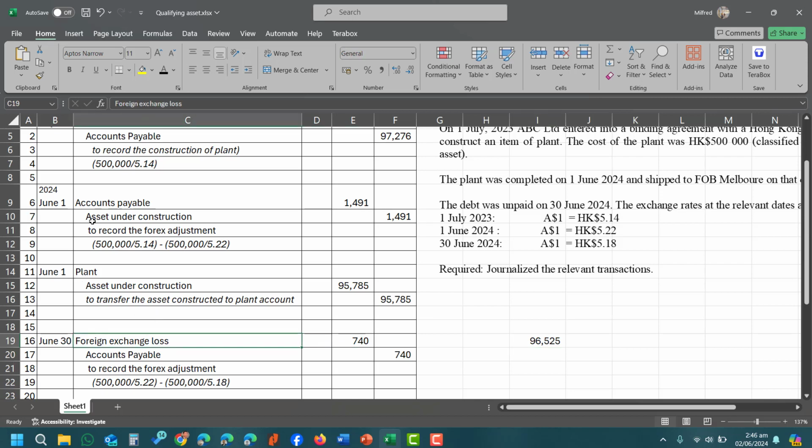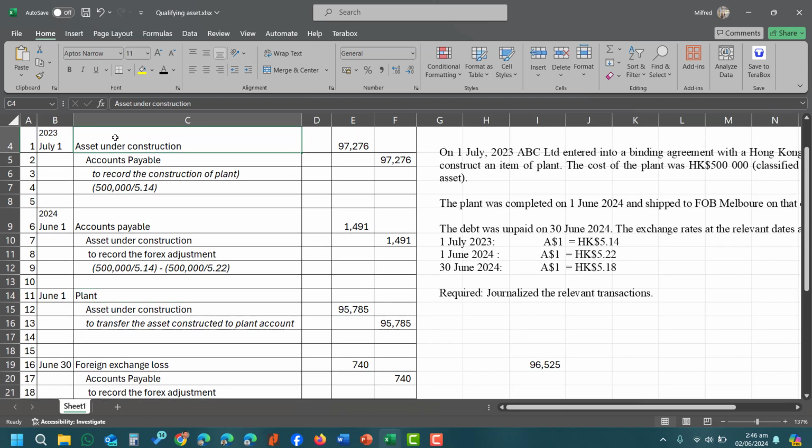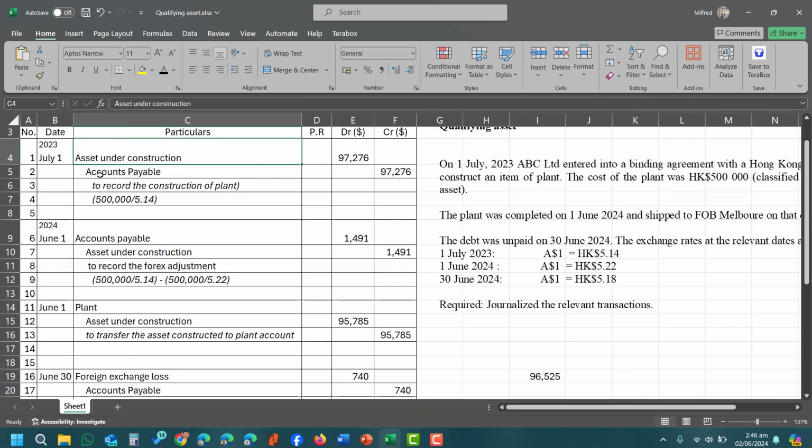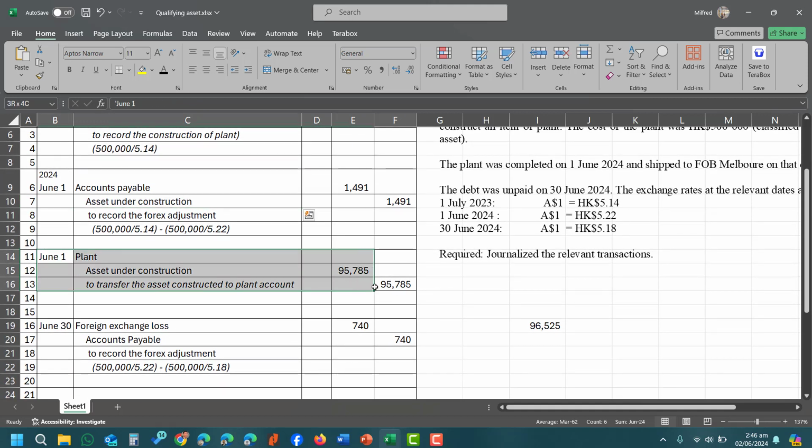Now, someone will ask, why is it that we didn't charge it to plant, unlike what we have done here? Answer: we will only do it like that if the asset is still considered a qualifying asset. Remember, it's already been completed, so it's not a qualifying asset anymore. It's a regular asset. So in that case, that will be charged to foreign exchange loss.